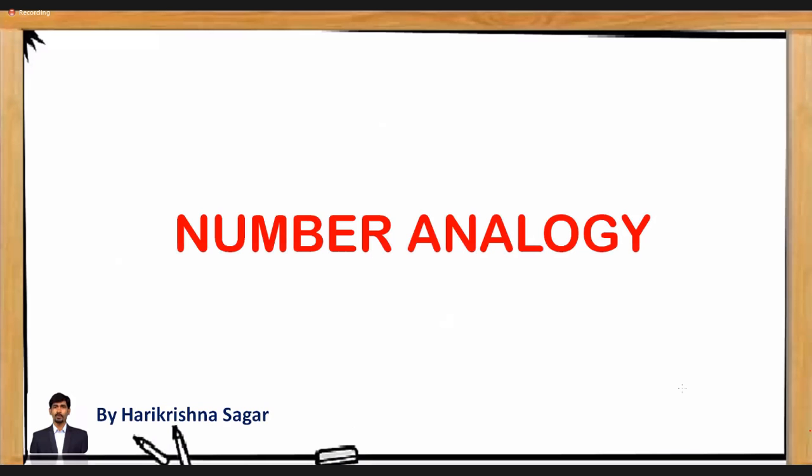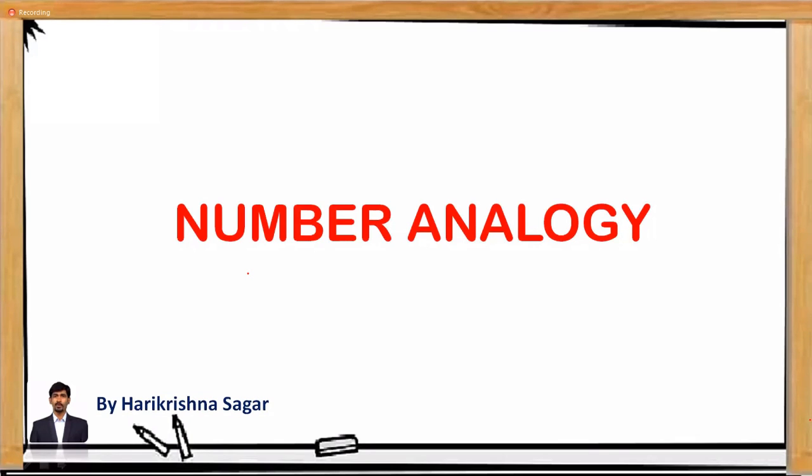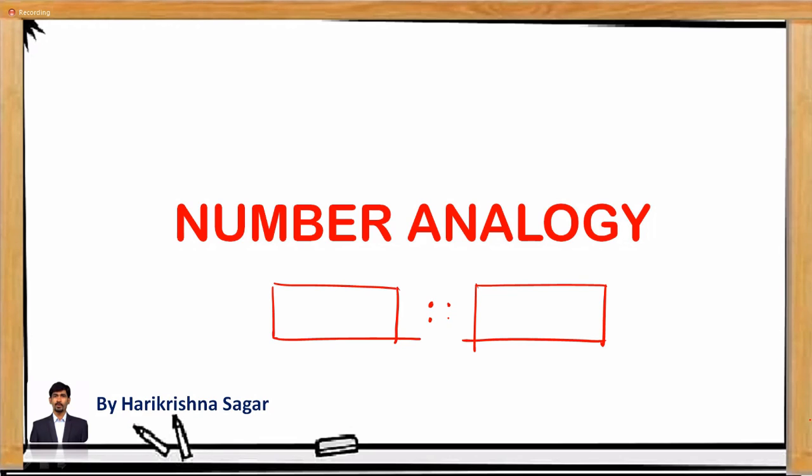By starting with the number analogy questions, I hope you understand very clearly what analogy is. In very simple words, analogy is nothing but a relationship between two individual pairs. The first pair is called a reference pair, and the second pair is an unknown pair.